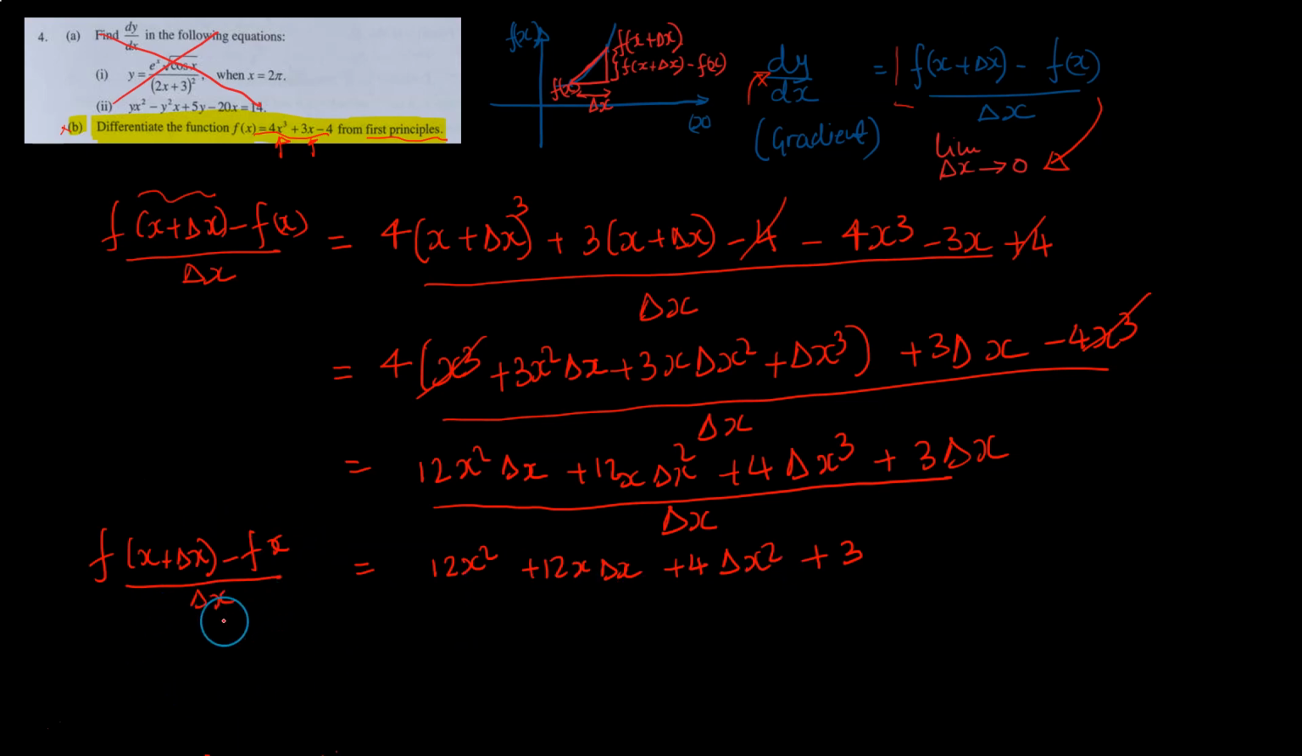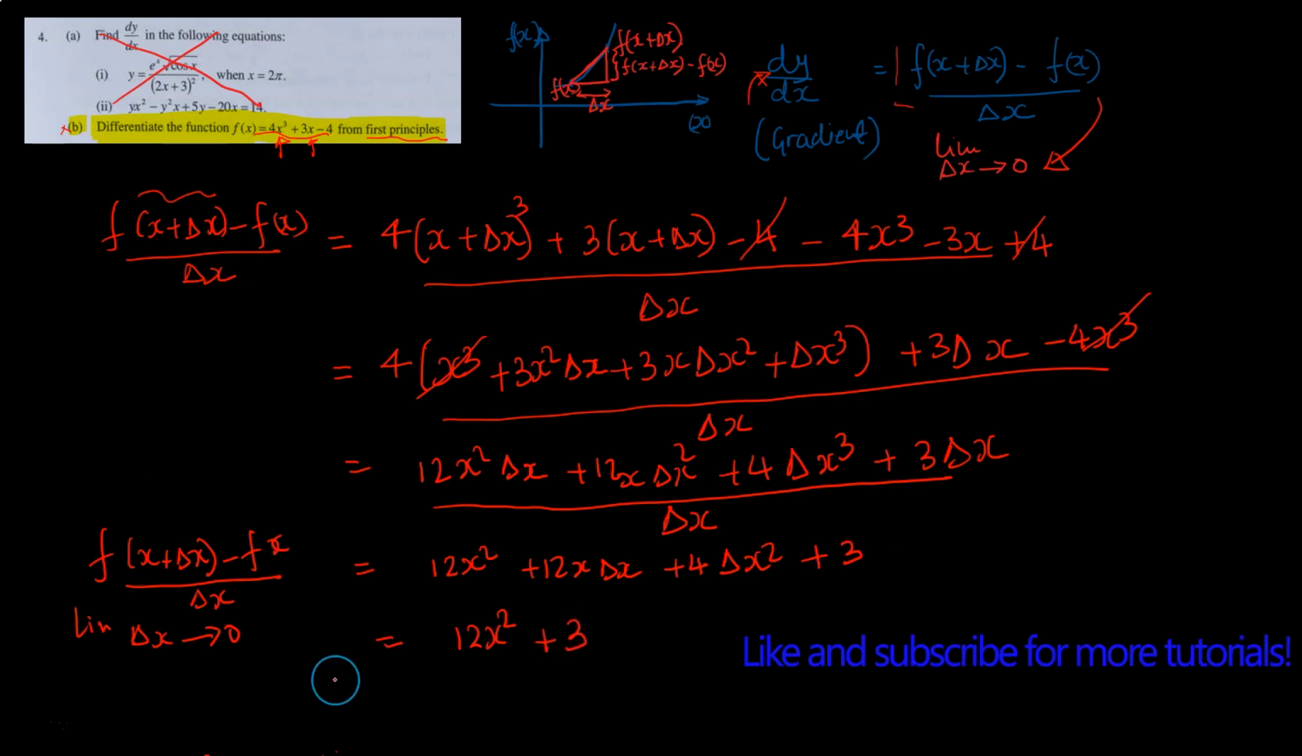We're now going to apply the limit. Okay, when delta x approaches 0, what does this become? Well, there's no delta x there, so that just becomes 12x squared. This becomes 0, so 12x times 0 is just 0. This, again, delta x is 0, so 4 times 0 squared is just 0. And then we just end up with plus 3. So therefore, your dy dx is going to be equal to 12x squared plus 3.